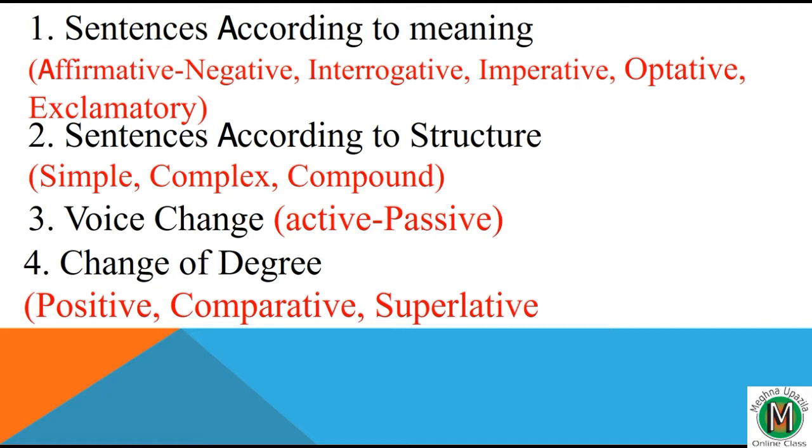Dear learners, if we want to discuss the transformation of sentence in detail, we will find there are many parts of it. Those are: number 1, sentences according to meaning; number 2, sentences according to structure; number 3, voice change; and the last one is change of degree. If we discuss in detail, in number 1, sentences according to meaning, there are affirmative, negative, interrogative, imperative, optative, and exclamatory sentences. And in number 2, sentences according to structure, sentences are divided into 3 parts. Those are simple sentence, complex sentence, and compound sentence.